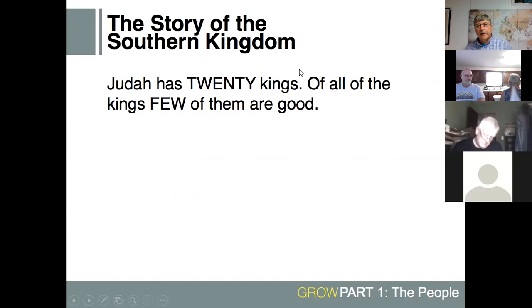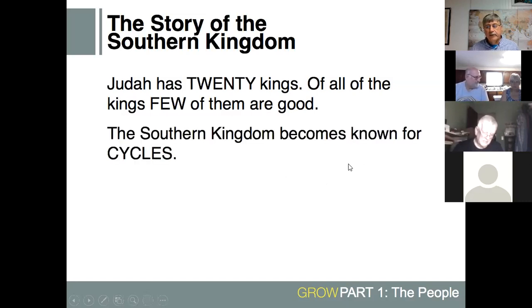So the story of the southern kingdom is that Judah has 20 kings. And of all the kings, a few of them are good. A few of them actually followed God and followed in the footsteps of King David. So the southern kingdom becomes known for its cycles. It has some bad kings, and then maybe a good king will come along, and he'll get rid of all the idols and all of the high places and not following after God.